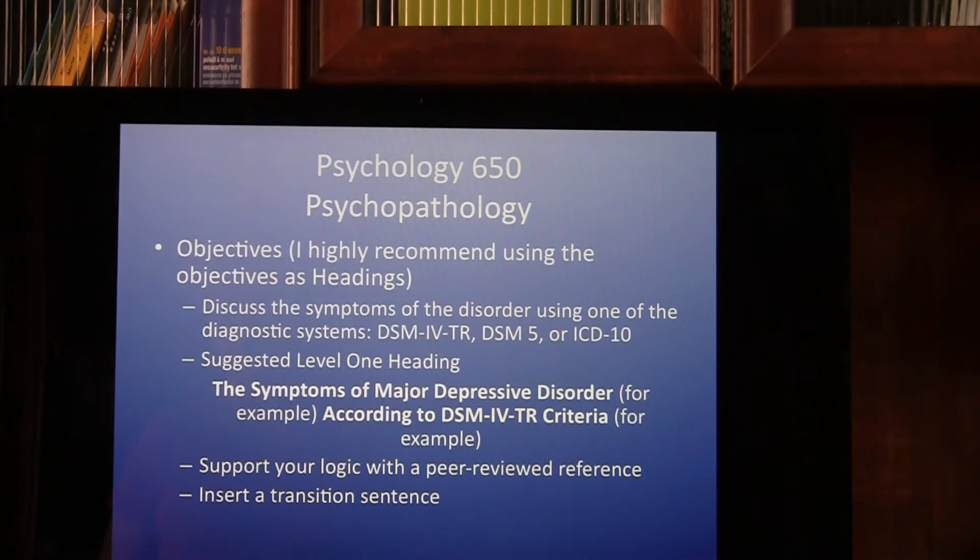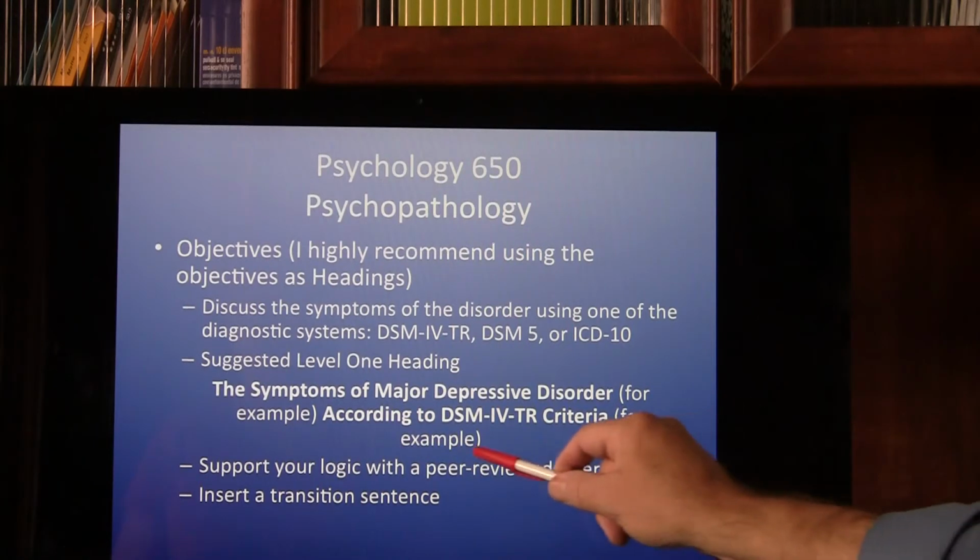As with all papers, I highly recommend that you use the objectives as headings. So the first objective of this paper is to discuss the symptoms of the disorder using one of the diagnostic systems, DSM-4, DSM-5, or ICD-10. So here's how I would break this down into a level 1 heading. I would write the symptoms of major depressive disorder, for example, according to DSM-4 TR criteria. So I could plug in the symptoms of dysthymia according to the ICD-10 criteria. And again, please don't put "for example" in your level 1 heading.